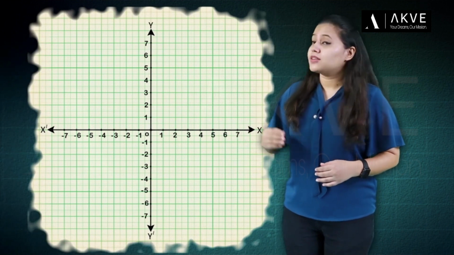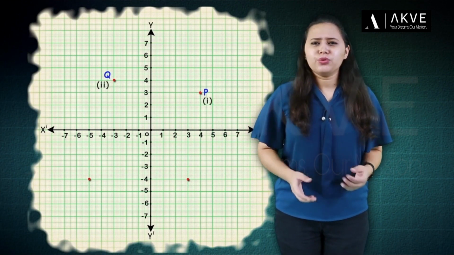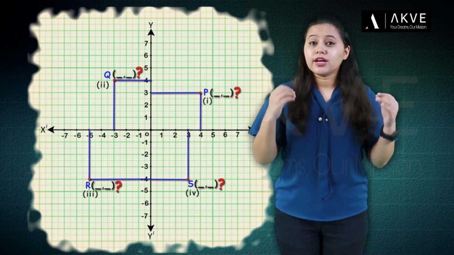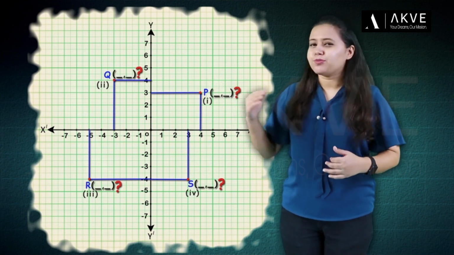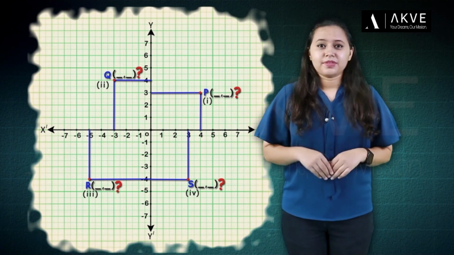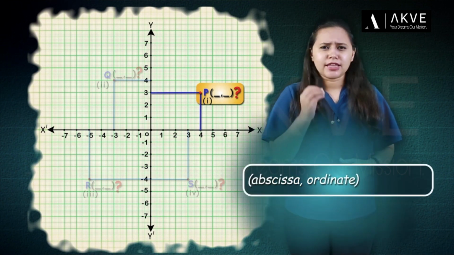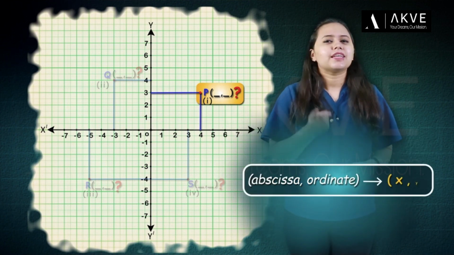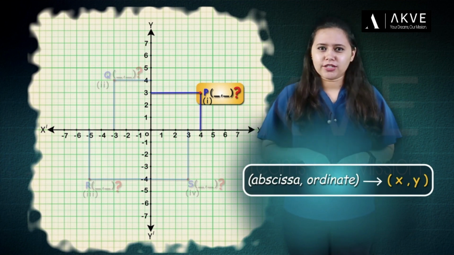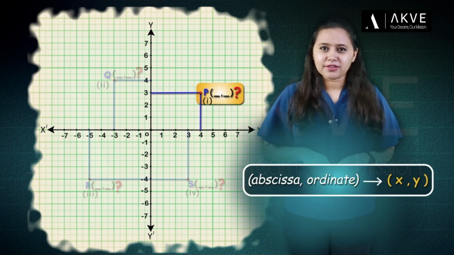Now, it's time to have fun by taking simple examples. So, consider this graph which shows 4 points, namely P, Q, R and S. Fill the correct information about these points. Let's start with point P. We know that the abscissa and the ordinate are nothing but the x and y coordinates of a point. So here, we have to find the coordinates of point P.